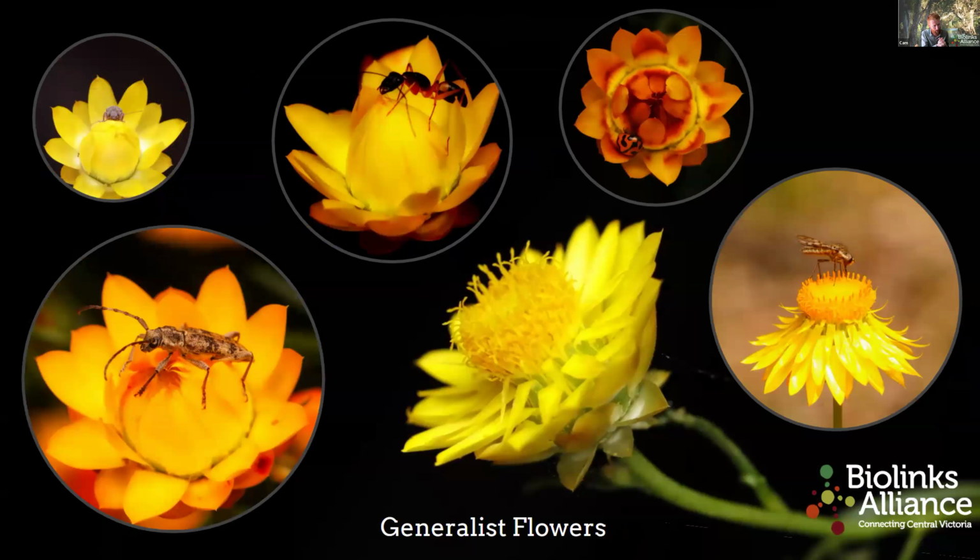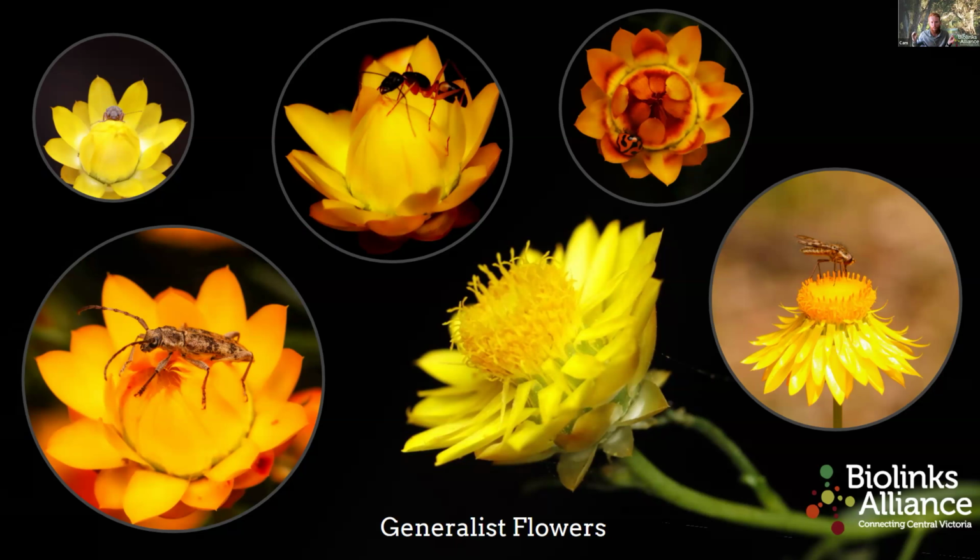And then there's the generalists. These are things like eucalyptus flowers, and any other type of flower. Asteraceae flowers are in this category too. They're going for the shotgun approach. They just want as many pollinators to come to them as possible.